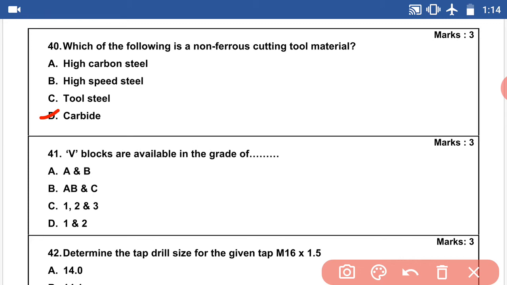Question number 41. V blocks are available in the grade of dash. V blocks are available in grade A and grade B. Option A is the correct answer.